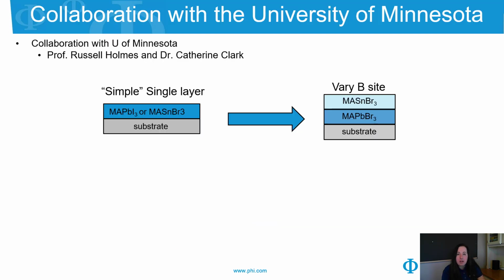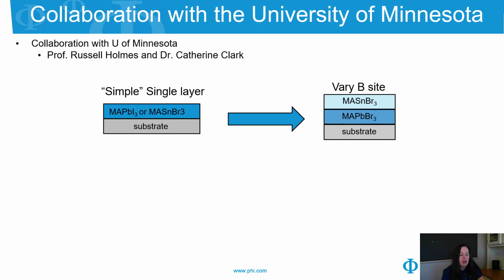So we have been doing a collaboration with Professor Russell Holmes' group at the University of Minnesota, and his graduate student who recently graduated in August, Dr. Catherine Clark. So what we've started with is we have a few different perovskite thin films that we've looked at. The first is a simple single layer, so it's either methylammonium lead iodide or methylammonium tin bromide, and then a slightly more complicated heterojunction structure where the B site, the metal site, has been varied. So we would have a tin perovskite on the top, followed by a lead perovskite.